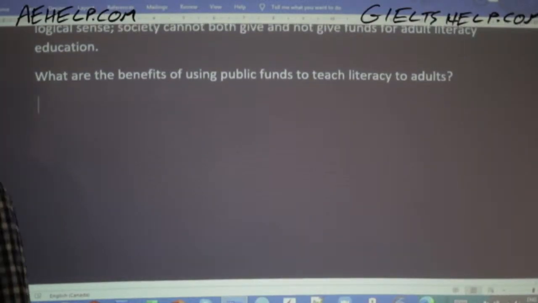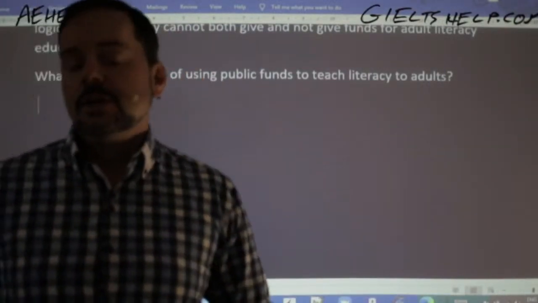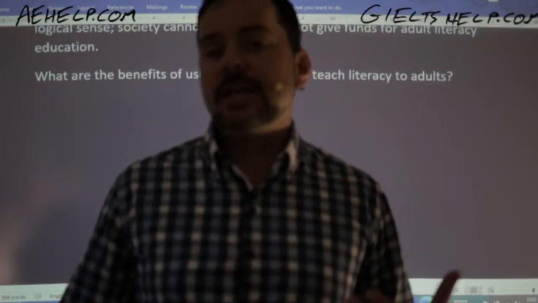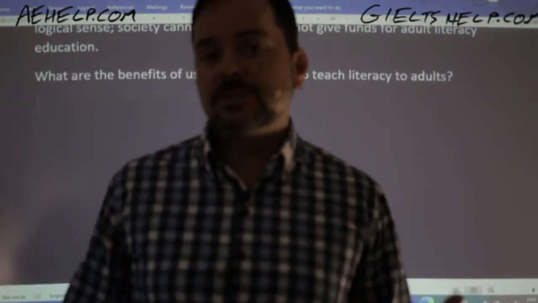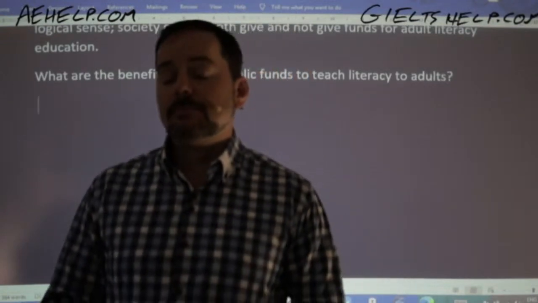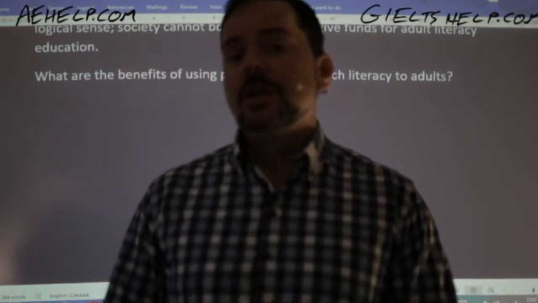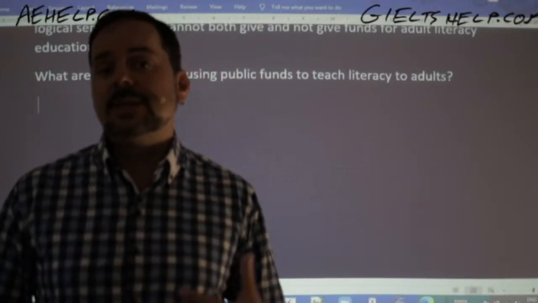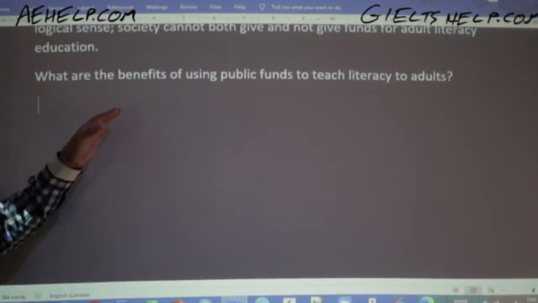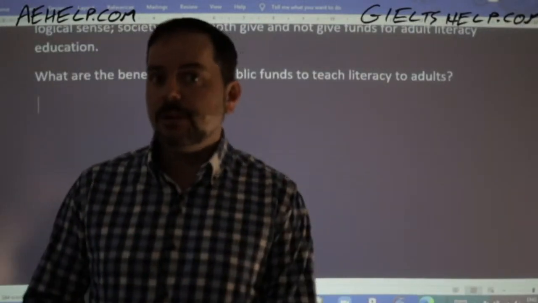So firstly, what are the benefits of using public funds to teach literacy to adults? Now, here, again, don't overthink it, okay? Education is arguably one of the best ways to invest money for any society. Society invests money into healthcare and into a lot of other sectors. And most people will put forward the argument that education is almost always the best form of investment. So starting with what are the benefits of using public funds to teach literacy to adults? That will be the right question to ask.